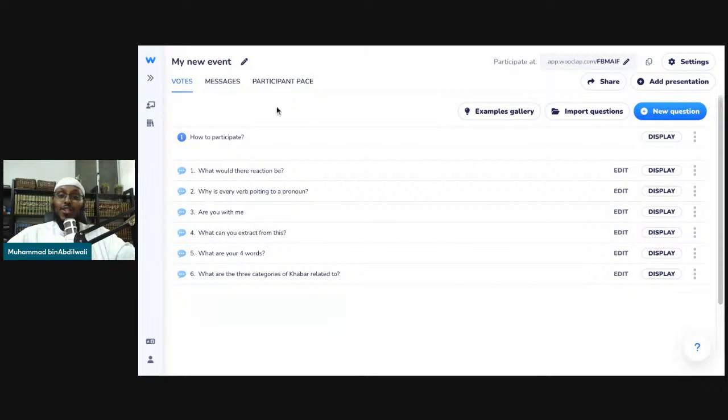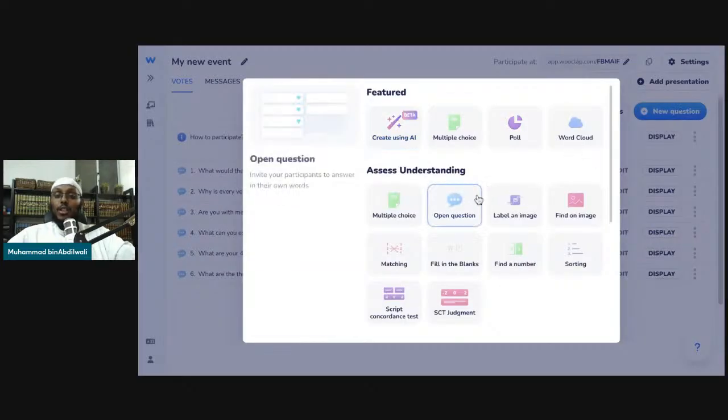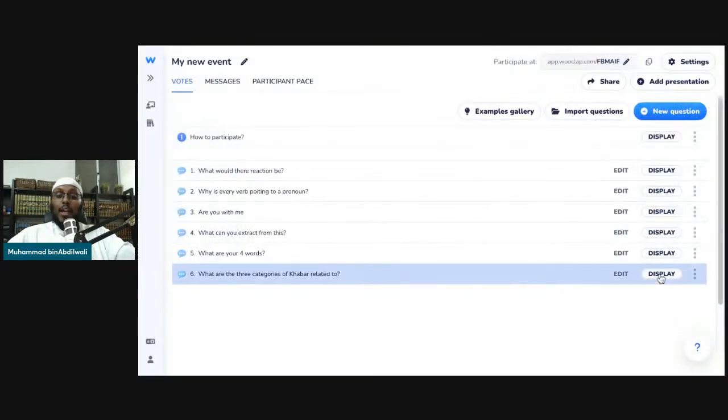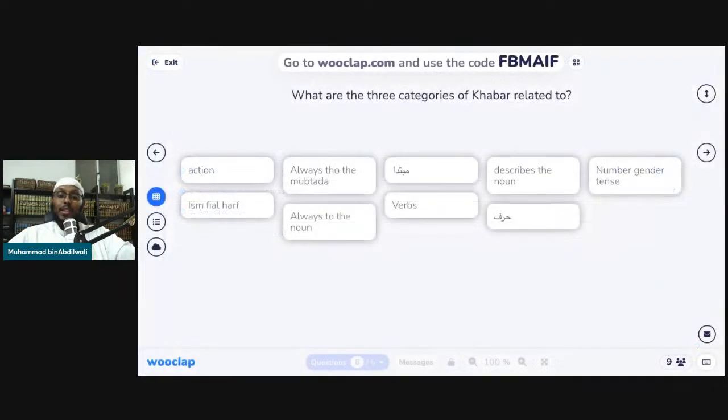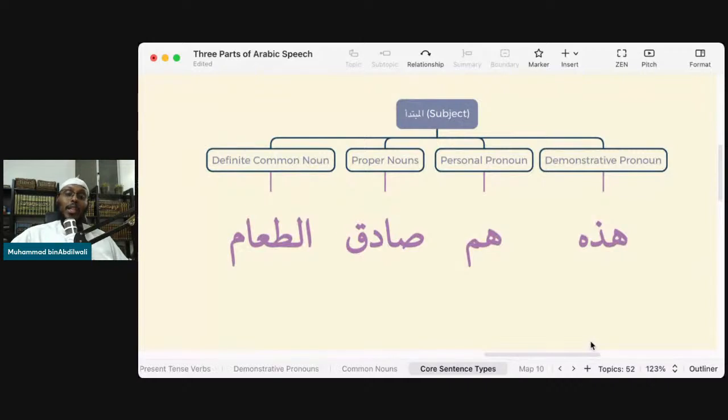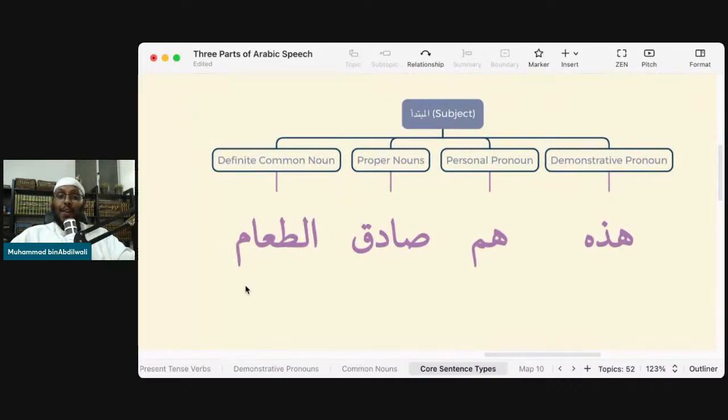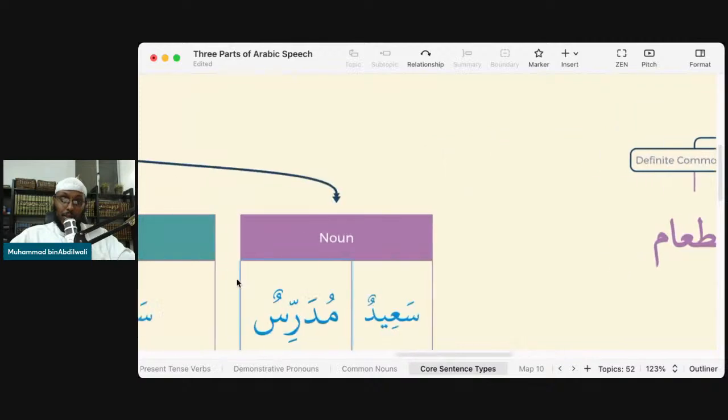the category of speech that the word that the khabar starts with belongs to. Clear? The category of speech that it belongs to. That's why we have three different types of khabar. So if we have three types of speech, ism, fi'l, harf, then the khabar can either start with an ism, fi'l or harf. And depending on which one it starts with, we're going to have a different type of sentence.